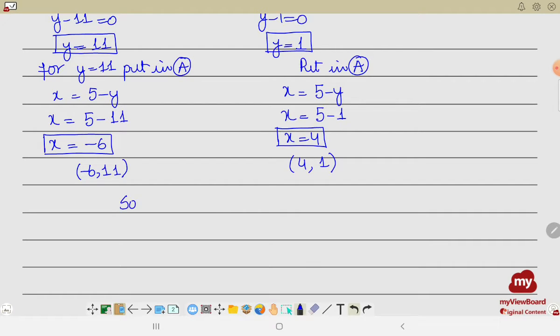Now at the end we have to write down the solution set. Both of these ordered pairs satisfy the given equations. So we'll write down these two ordered pairs in the solution set. Since we are using the word set, there must be brackets over here which represent a set. So this is the solution set. Let's solve one more question of the same type.